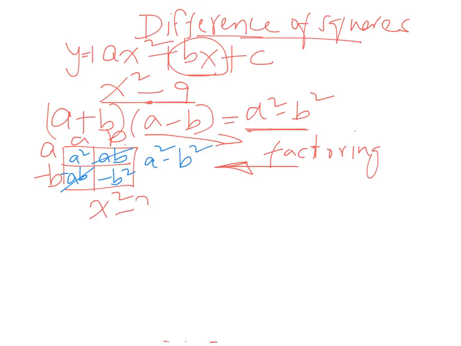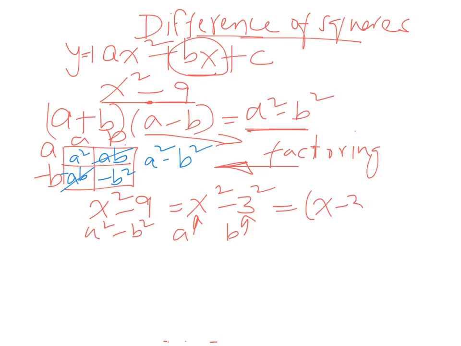x squared minus 9. So this is exactly in the format of a squared minus b squared. The 9 is a perfect square, so it can be written as x squared minus 3 squared. So you're taking a as x and b as 3. So this could be factored out as x minus 3 times x plus 3.